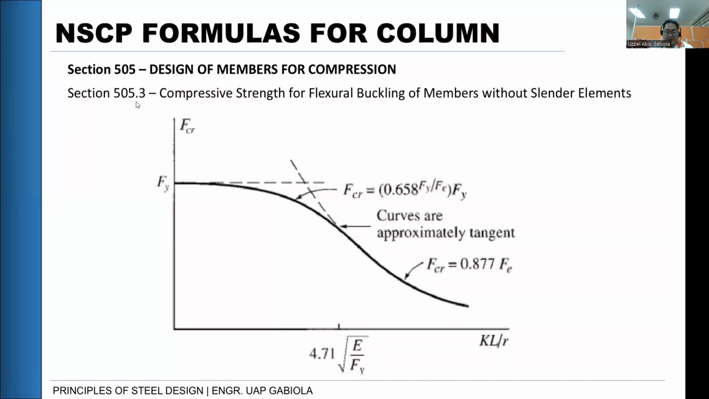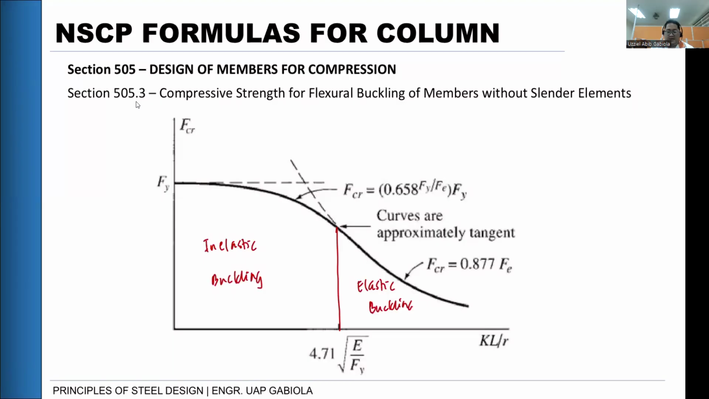As mentioned in our previous discussion, when it is less than this limit, this portion, we consider our buckling inelastic. Inelastic means once it deforms, it does not return 100% to its original shape, so it has permanent deformation. And then we have elastic buckling here.